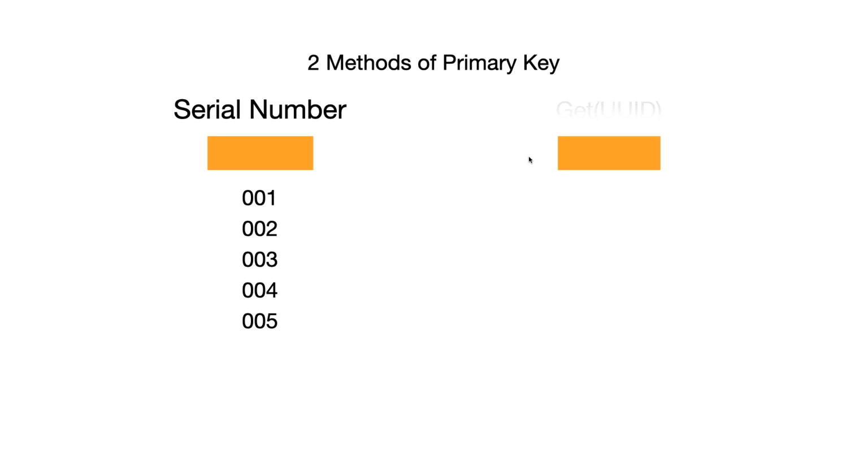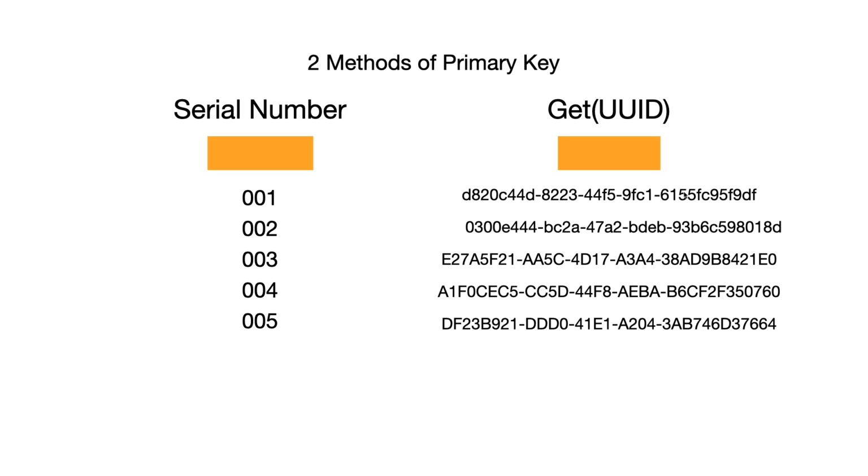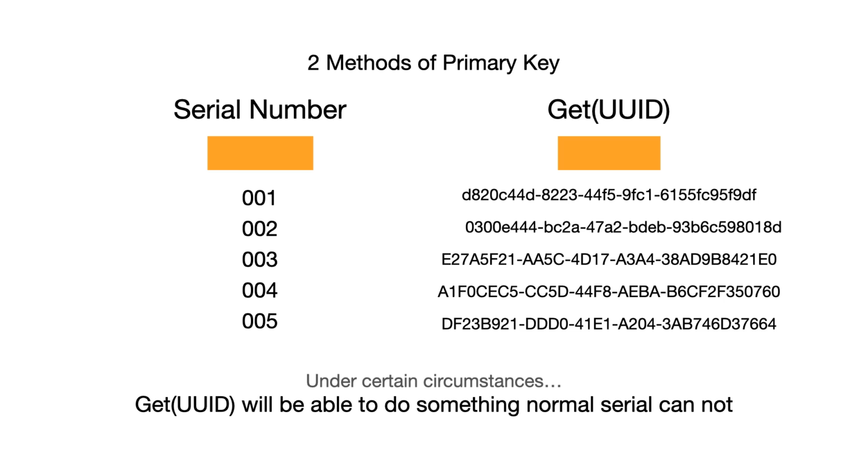On the other side, we have Get UUID, which is what we are going to talk about today. The weird thing about Get UUID is that it doesn't generate these very clean, easy looking numbers. It generates these very weird, non-human numbers that I don't think anyone can understand. But it's very important to note that in certain circumstances, using Get UUID will have a much better result than using the standard serial number. Today I want to explain that specific situation. So let's go into our next slide.